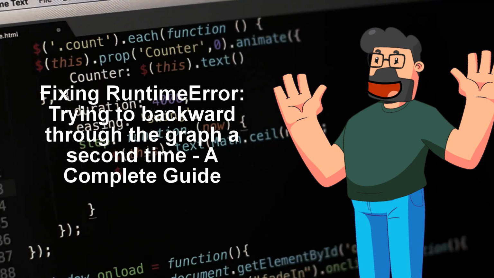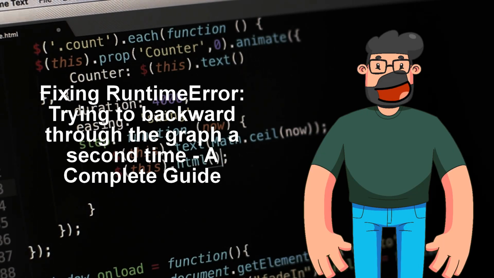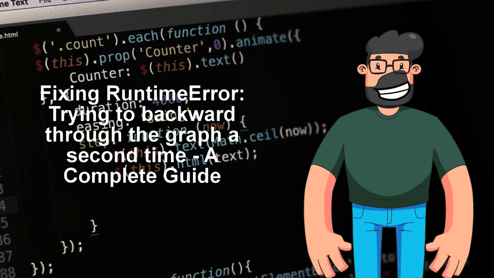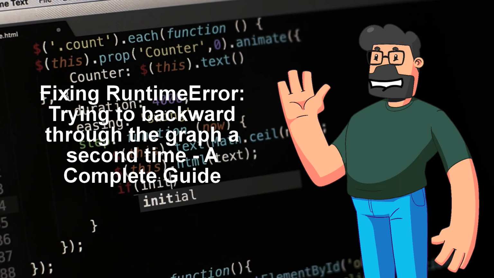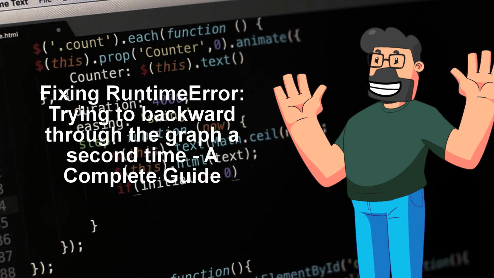Welcome to today's video, where we will discuss a common problem that can arise when working with PyTorch code. The problem at hand involves attempting to backward through the same graph multiple times and encountering errors related to accessing saved tensors after they have been freed. This issue can be quite frustrating, but fear not, as we will delve into the solution in detail.